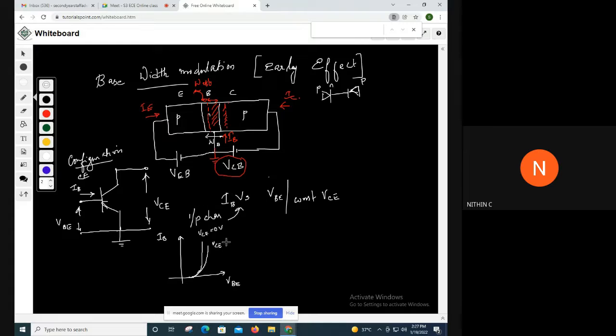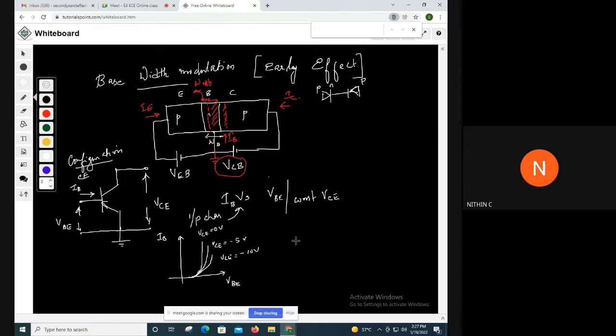This is for VCE equals minus 5 volt. And further, if you draw, it will be like this, VCE equals minus 10 volt. It will go like this. And this characteristic is actually called input characteristics.